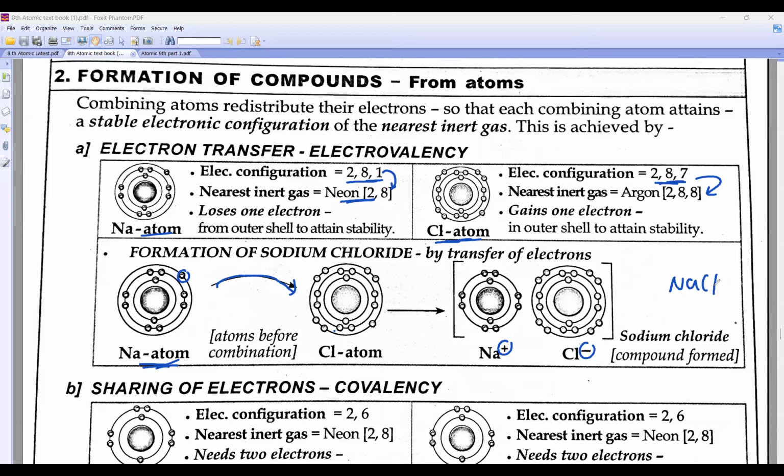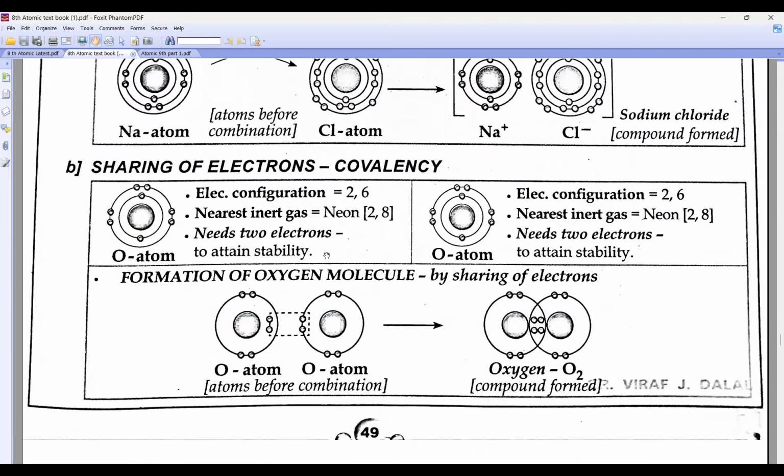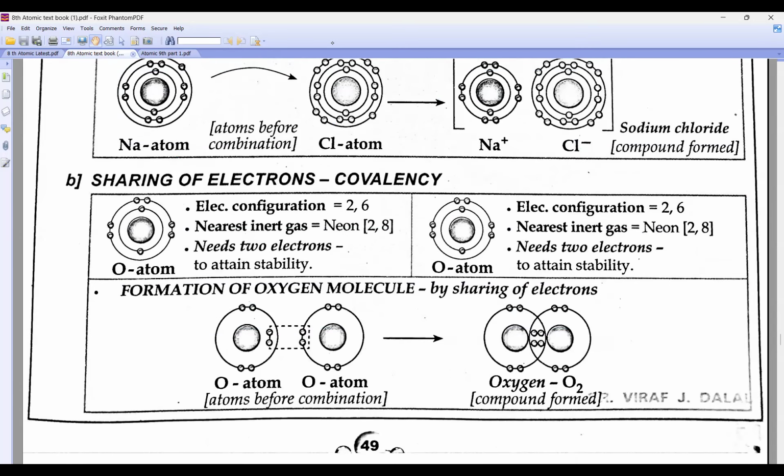Yes, sir. So why do we call it electrovalency? Because electrons are transferred. Right? Yes. Okay. So now we are going to do what? Sharing of electrons. What are we going to do? Sharing. Then it is known as covalency.